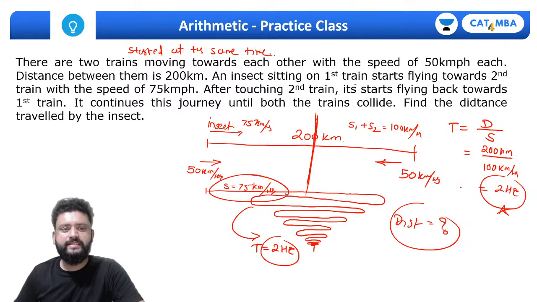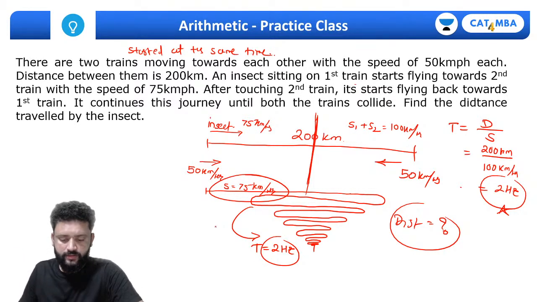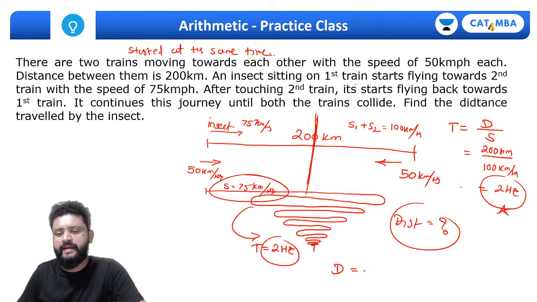The insect was continuously flying for 2 hours. Am I right? So what is the distance traveled by that insect? That must be speed of the insect into time. Right, Mega?